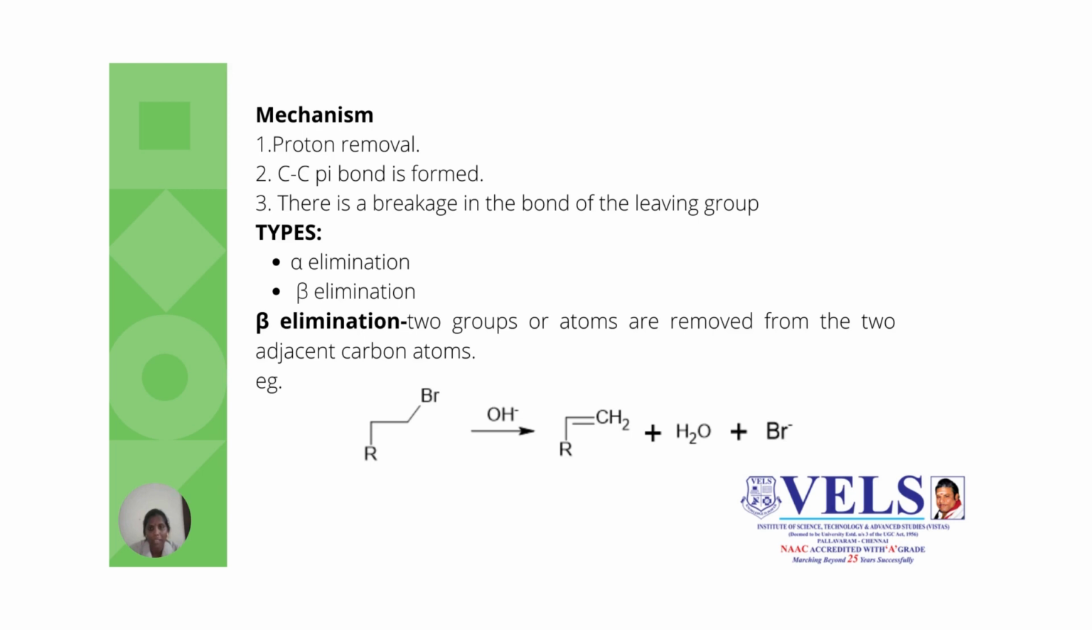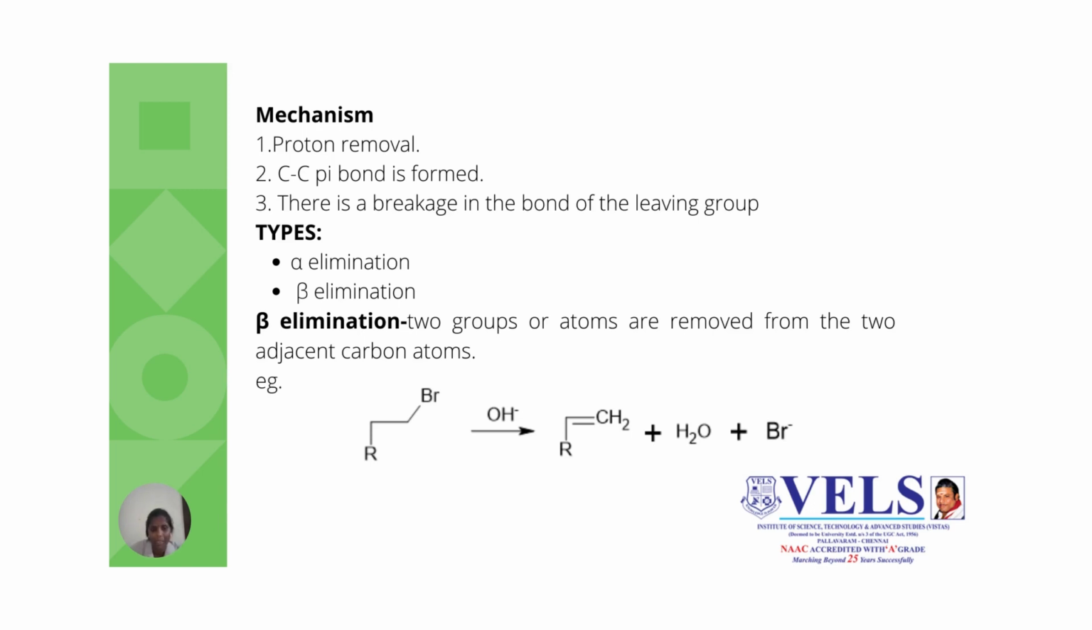Then our next topic is types of elimination reaction. There are two types: the first is alpha elimination, and the second is beta elimination. First, beta elimination. Here two groups or atoms are removed from two adjacent carbon atoms. For example, if a molecule reacts with a base, OH minus ion, it leads to the formation of a double-bonded molecule with the elimination of water and Br minus ion.